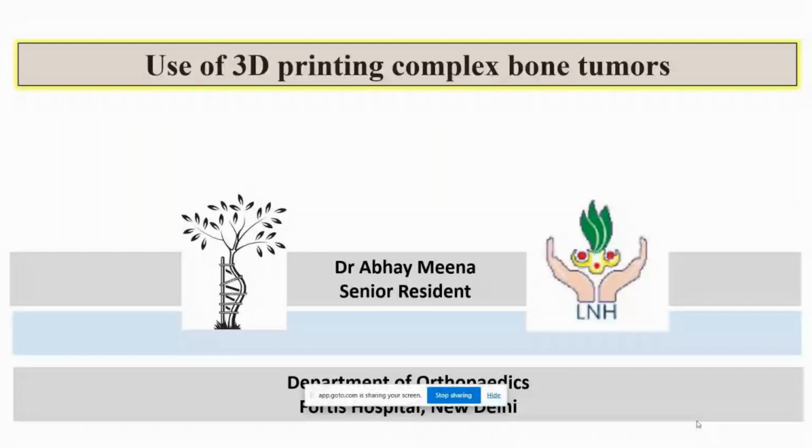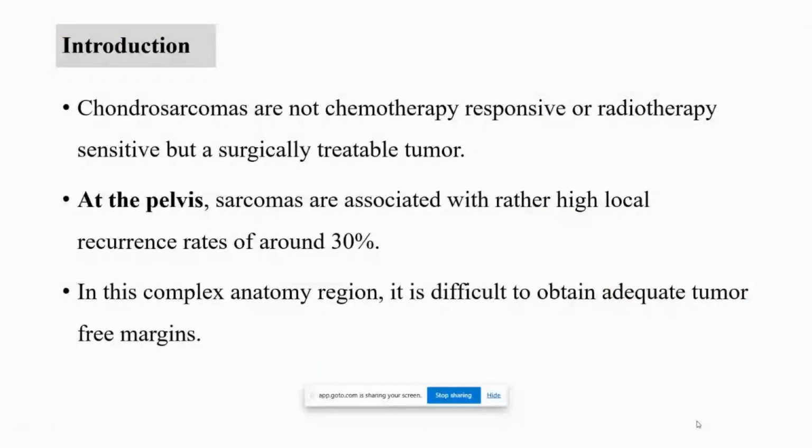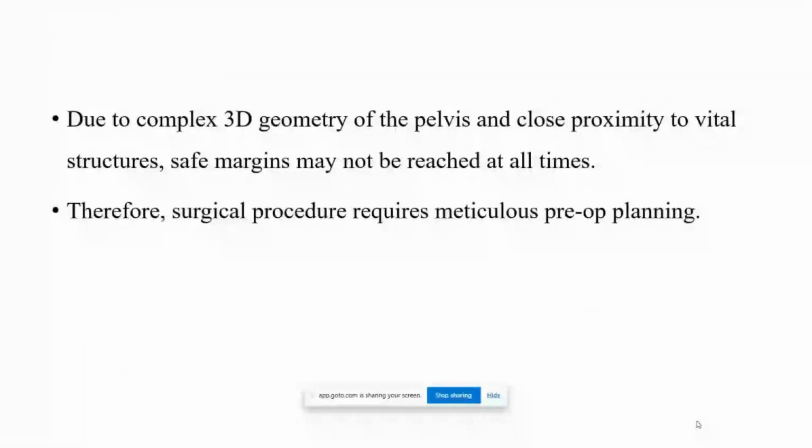Like chondrosarcoma, which is radiotherapy insensitive, a significantly large tumor, and surgically treatable tumor at the pelvis, with higher local recurrence rates of around 30%. In this anatomical region, it is difficult to obtain an adequate margin with the complex 3D geometry of the pelvis and close proximity to vital structures. Safe margin may not be reached. Procedures require meticulous preoperative planning.